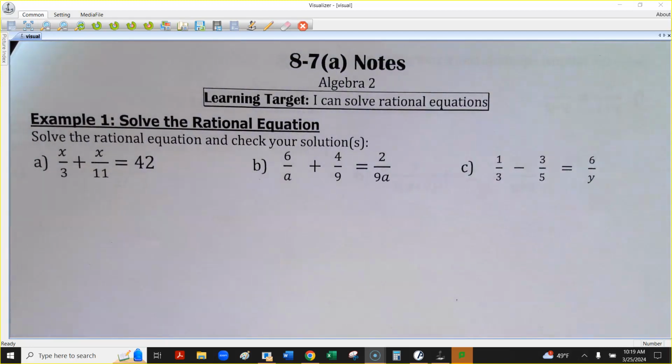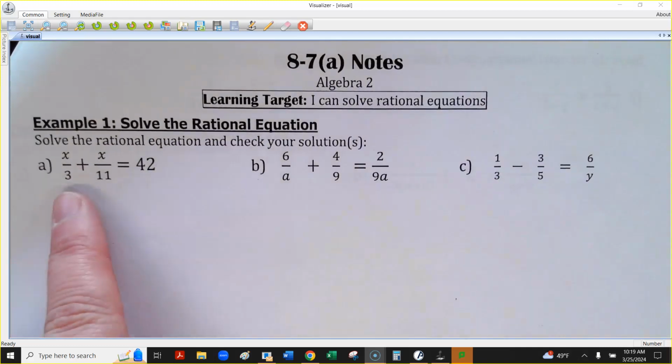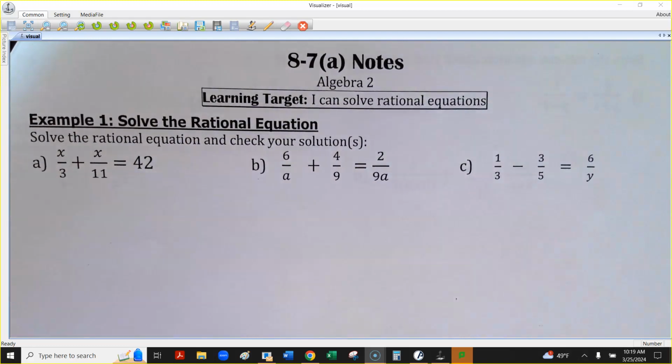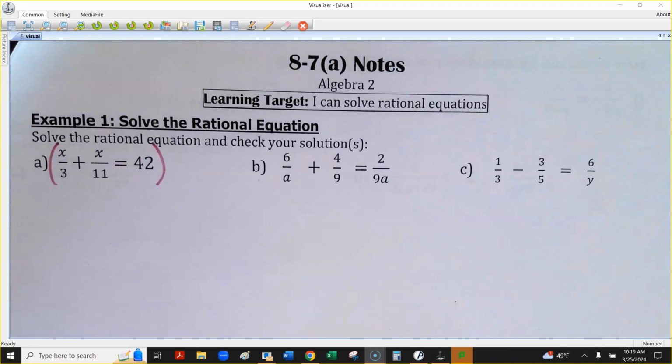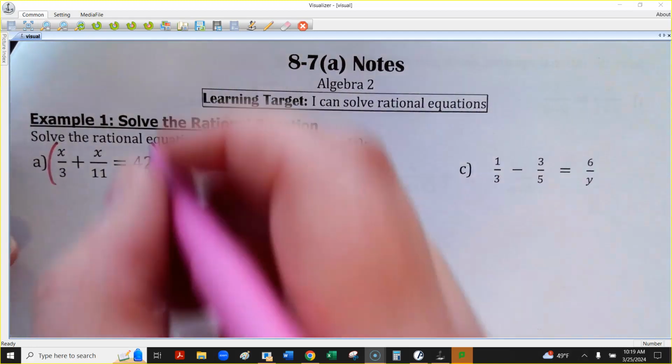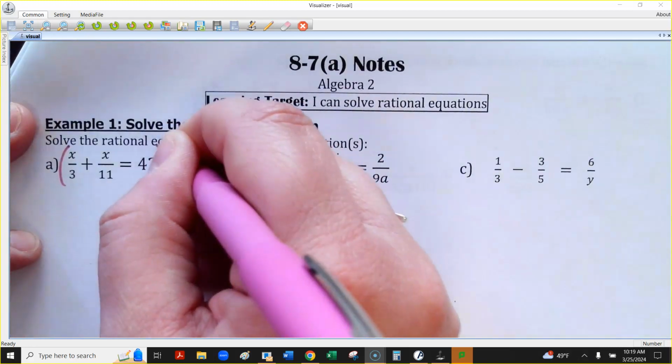x over 3 plus x over 11 equals 42. The easiest thing I could tell you to do is dispose of the fractions by trying to think of a number that both of these denominators would go into. Can you think of a number that 3 and 11 would both go into? 33. So basically if you can think of the lowest common denominator between those fractions, here's what I'm going to do. I'm going to multiply everybody on both sides.